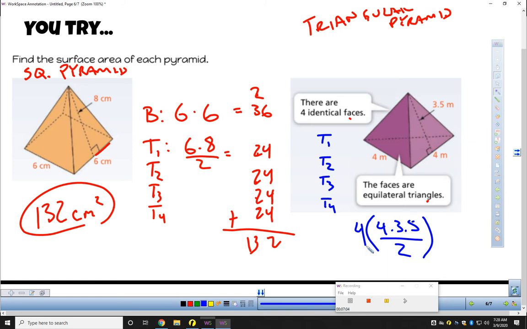So let's see here, 4 times 3.5. That would be 4 times 3 is 12, 4 times a half is 2. That's 14. 14 divided by 2 is 7. 7 times 4 is 28.